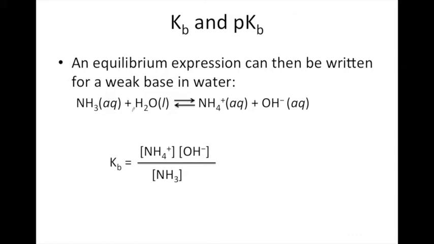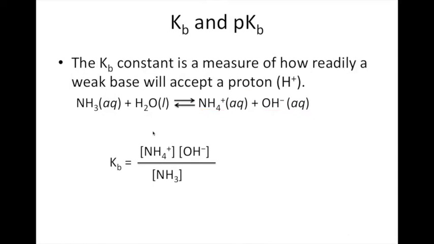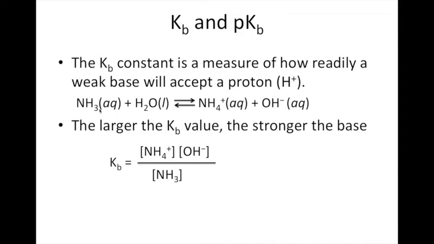Okay. So our Kb is going to be the concentration of our products, and it doesn't matter which order you write them, each raised to the first power, divided by the concentration of ammonia to the first power. We would not include water in our equilibrium expression because it's a pure liquid. Kb is important because it's a constant. It gives us a measure of how readily our base will accept a proton. In other words, it gives us a measure of how strong a base is. The larger the Kb value, the stronger the base is.